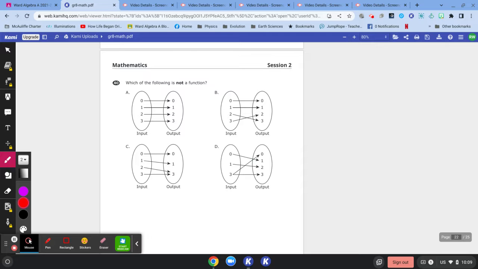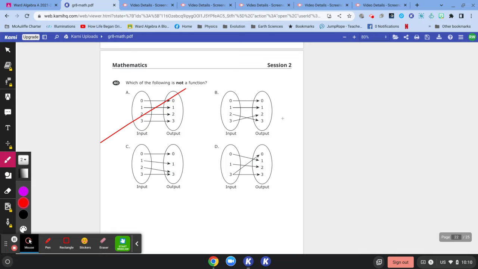So if we look at A, 0 as an input leads to 0, 1 leads to 1, 2 leads to 2, 3 leads to 3. That's a function because it is predictable what the output will be if you have the input. For this set of inputs, known as a domain, they all lead to themselves in the output, or range. So this is a function, so we can't say not a function.